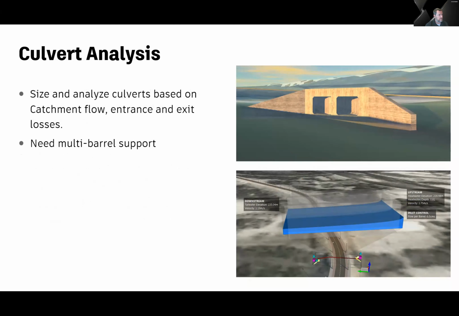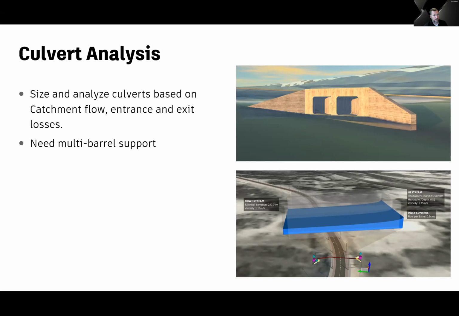Culvert analysis. Again, something we can do in InfoWorks, but not in Civil 3D, not specific analysis based on Federal Highway and looking at your entrance and exit losses. We don't have any of that in the Analyze Gravity Network command. It's totally separate analysis. So this would look more at analyzing and sizing specifically culverts.